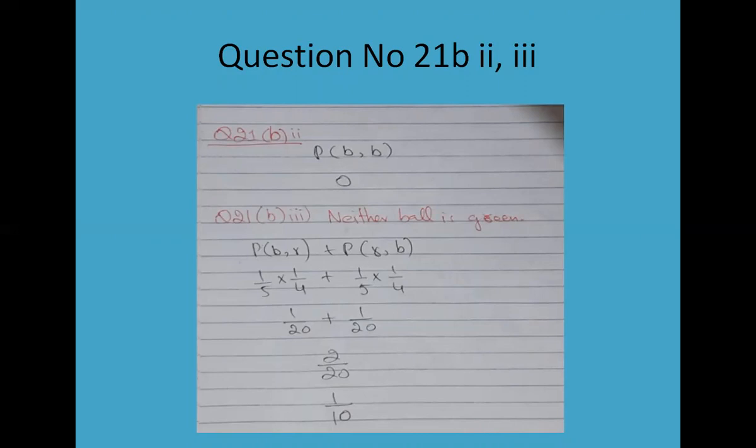Question number 21B, third part, neither ball is green, meaning no ball is green. So you will have the probability of blue, red plus the probability of red, blue. Blue, red will be 1 by 5 multiplied by 1 by 4, and red, blue will be 1 by 5 multiplied by 1 by 4. So you will have 1 by 20 plus 1 by 20. The denominators are the same, so you can directly add them. So you will have 2 by 20, and that will be 1 by 10. So this is how you do question number 21. Hopefully you understand.